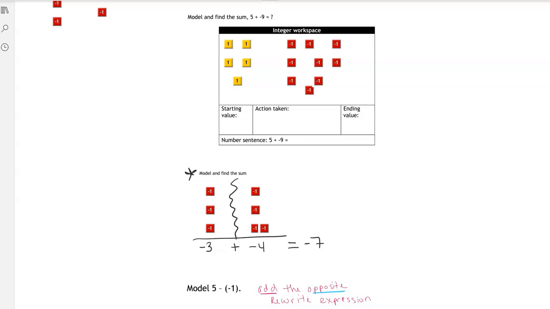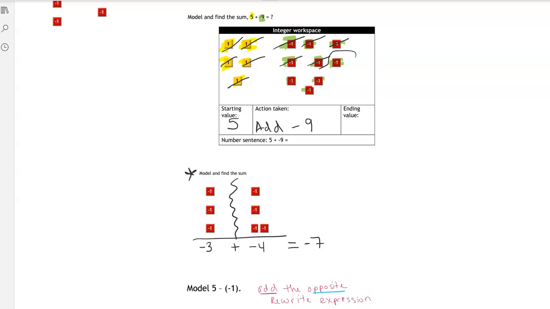Okay, welcome back. So we are working with a +5, and hopefully you drew 5 of these positives. And we have plus a -9. So 1, 2, 3, 4, 5, 6, 7, 8, 9. Perfect. So our starting value is always whatever we have first, which was a +5. And they want us to add a -9. Okay, so I'm going to use my 0 pairs. And I'll do this one up here.